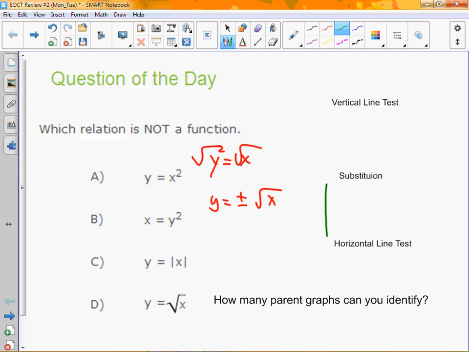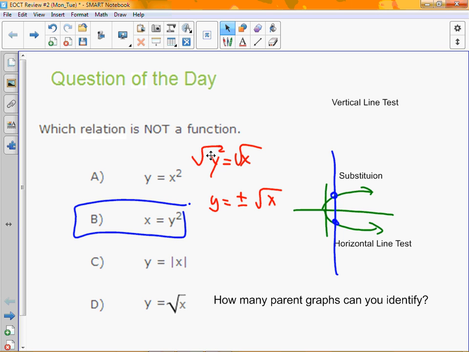Well, when I graph y equals the square root of x, what does negative square root of x do? What does a negative do to that picture? It flips it. So that's this picture. Y squared equals x, or y equals plus or minus the square root of x, is that picture right there. Well, does this picture right here pass the vertical line test? No. Since it doesn't pass the vertical line test, that means it's not a function, which is why the USA test prep question of the day, the answer is B.